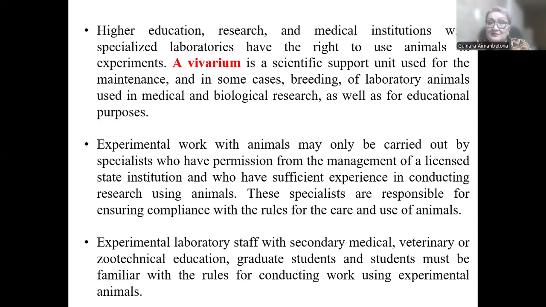Experimental work with animals may only be carried out by specialists who have permission from the management of a licensed state institution and who have sufficient experience in conducting research using animals. These specialists are responsible for ensuring compliance with the rules of the care and use of animals. Experimental laboratory staff with secondary medical, veterinary, or zootechnical education, graduate students and students must be familiar with the rules for conducting work using experimental animals.